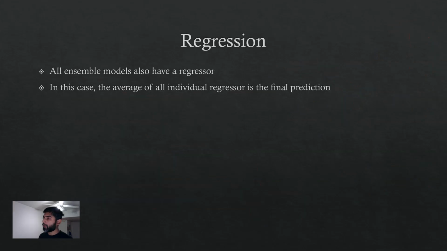So how do the regression ensemble models really work? It's just the average of the individual regressors, and that makes the final prediction.